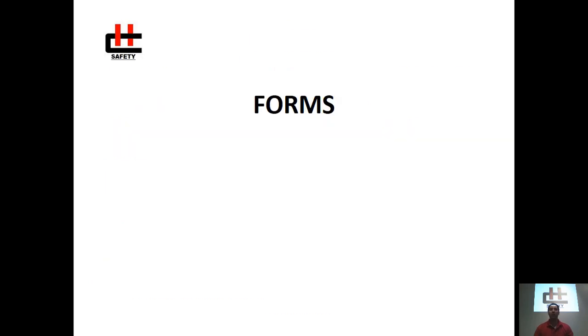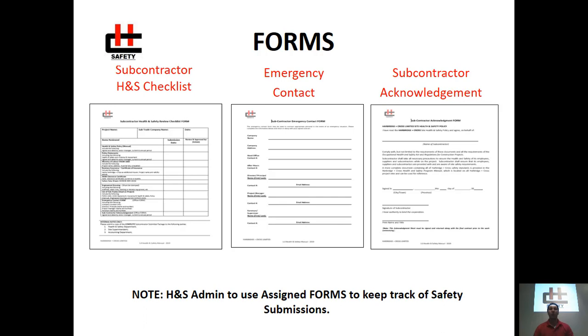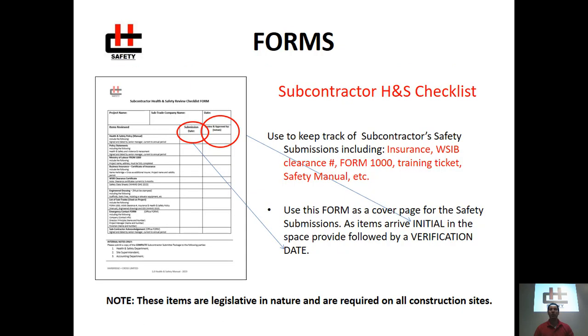Forms. To help keep this process simple, Harbridge and Cross has utilized three very unique forms to help us keep track of the day-to-day. Beginning with the subcontractor health and safety checklist. This is used to keep track of subcontractor submissions, including the insurance, WSIB clearance number, Form 1000, training tickets, and safety manual. Use this form as a cover page for the submittal package.